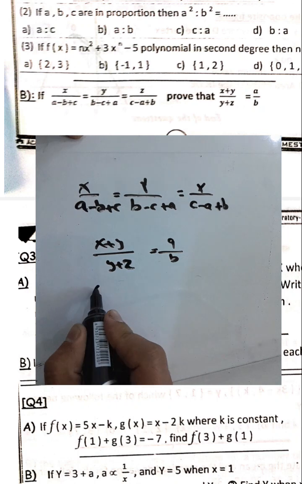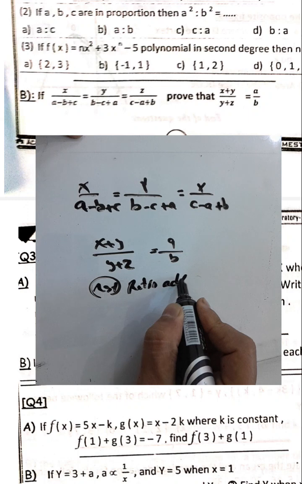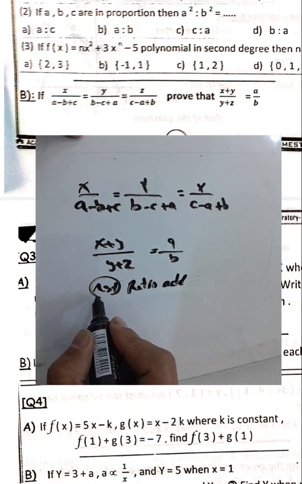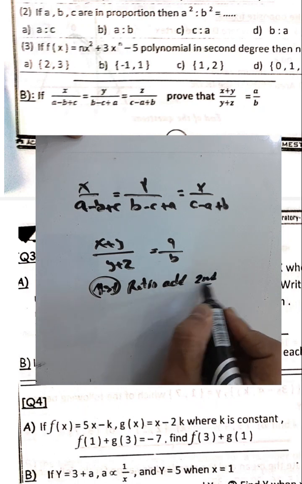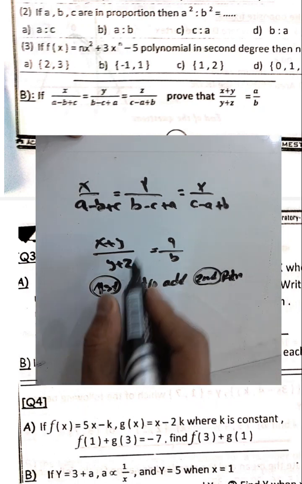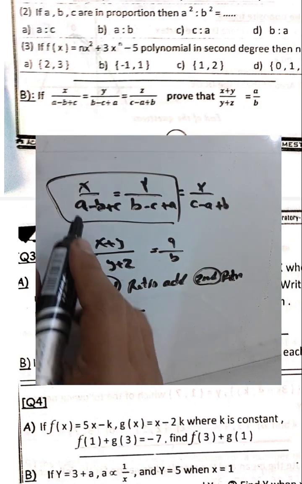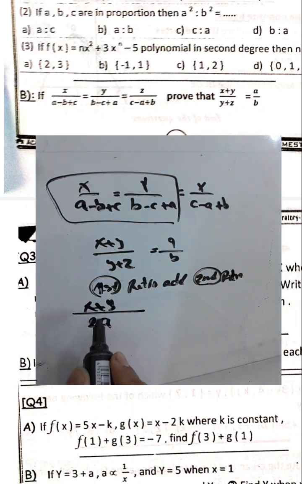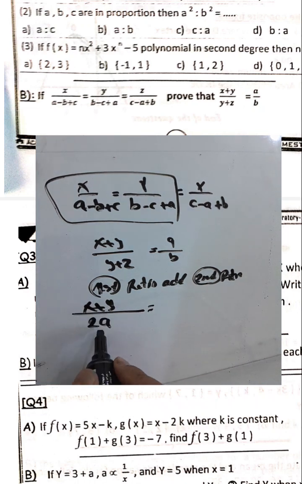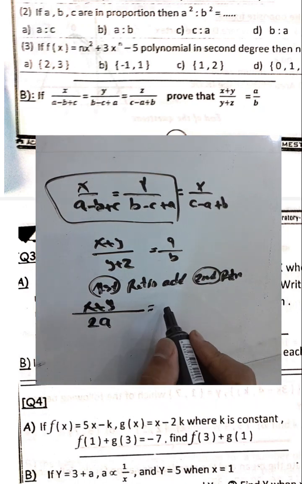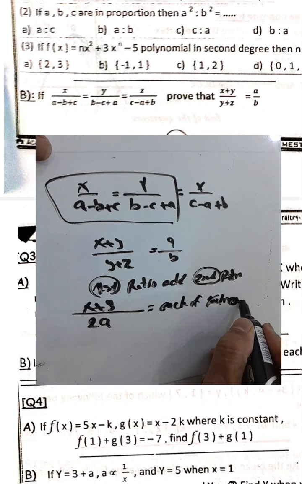Then the first step: we will add the first ratio to the second ratio. Okay, add them. The result will be (x plus y) over (a plus a), it will be 2a, and negative b plus b is 0, c plus negative c is 0. Then the result will be (x plus y) over 2a equal each of the ratios. And it's relation number 1.